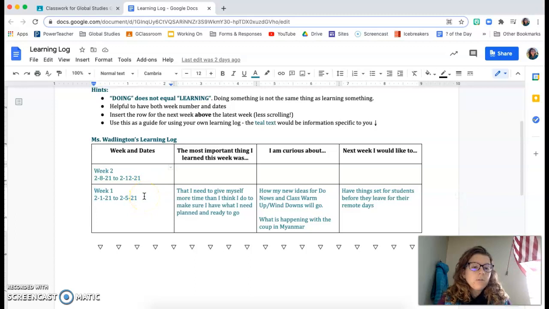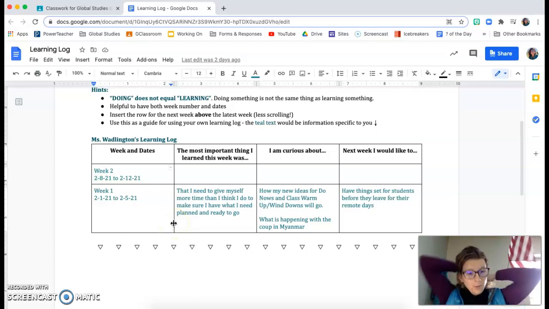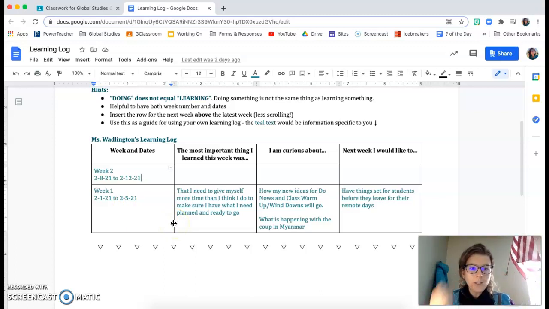for our first week of the semester, it was week 1. We started on February 1st, 2021. That was the Monday. And then February 5th, 2021 was that Friday. And then you have 3 prompts that you're going to answer each week. The first thing is you're going to think about the most important thing that I learned this week was... As an example, during week 1, the most important thing that I learned was that I need to give myself more time than I think I do to make sure that I have everything I need planned and ready to go for my classes.